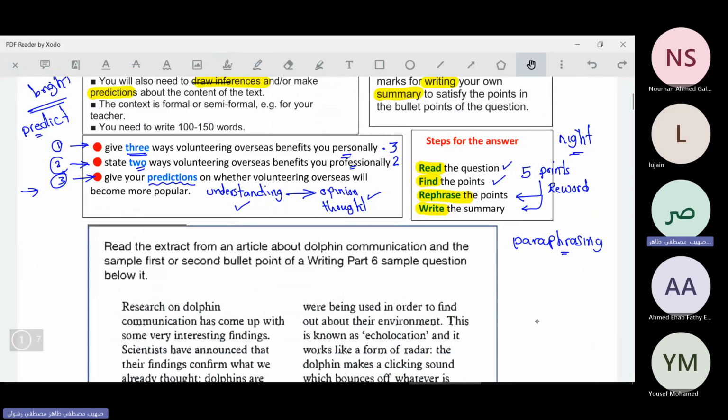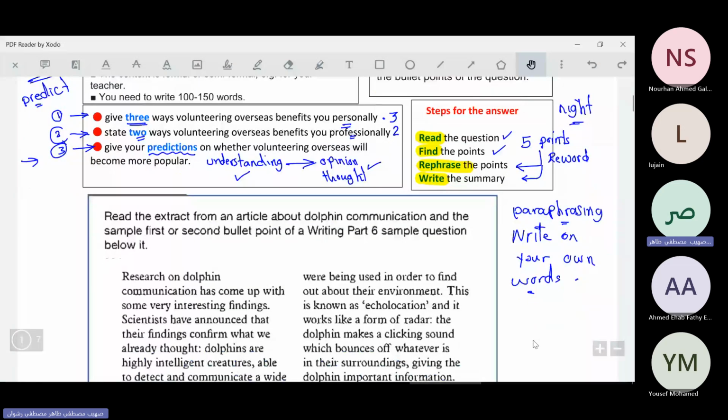Paraphrasing is the most basic and fundamental skill. Don't write from the text. Always write in your own words. The more you write in your own words, the more likely you are to get the maximum marks. So always use your own words. Take care of that. We will see two models here. One of them used his own words, and the other used words from the text or copied from the text. So again, what are the stages we are going to apply? Read the question, find the point, rephrase the points, write your summary. Let's start them step by step.